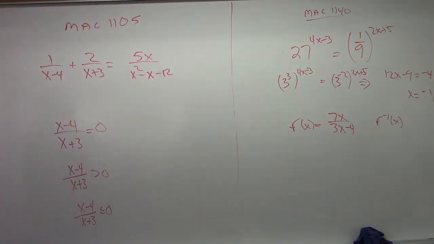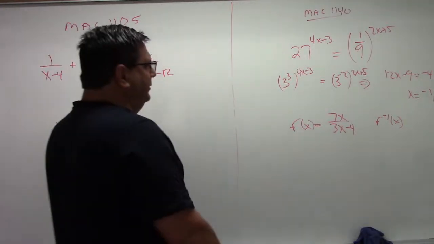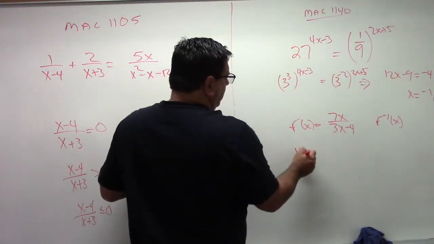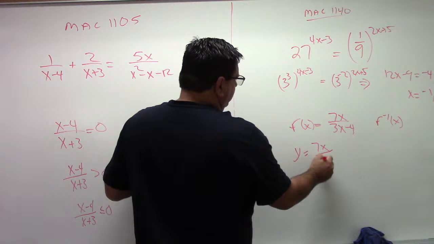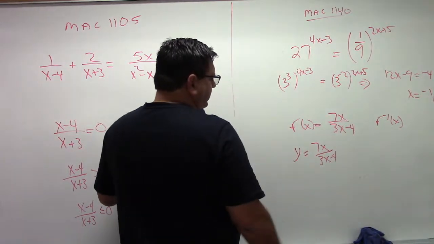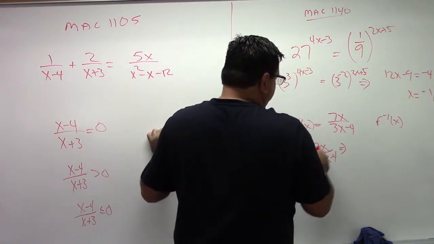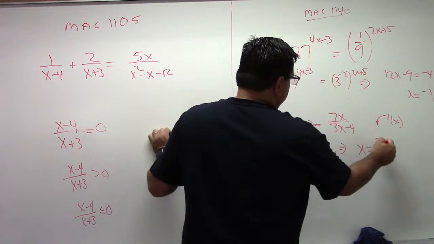Laney, we good? Yep. Cody, did you get the last one? I got those two. I'm going to need you to go slow on that one. All right, let me go slow. y equals 7x over 3x minus 4. Yep, I got there. Now you're swapping the x and the y.